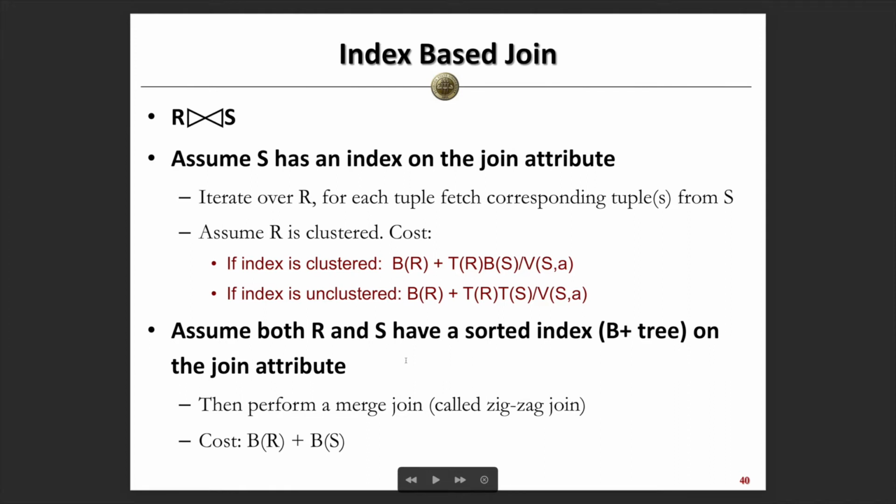Another case is that we have both R and S, they have a sorted index or clustered index. If so, then we can join another way, right? And we can perform this merge join directly only with these two index tables, right? And the cost will be BR plus BS, which will be very straightforward, as we showed before, right? Because we just need to retrieve all the blocks from R, and we can fetch all the corresponding tuples, all the blocks from S based on these index tables. The cost will be very low compared with the previous case.